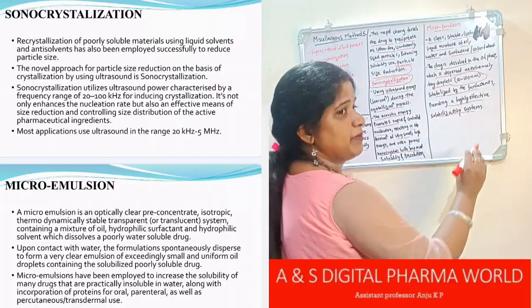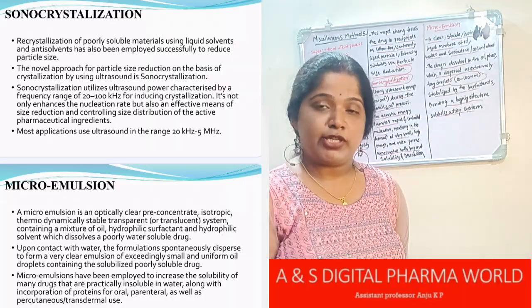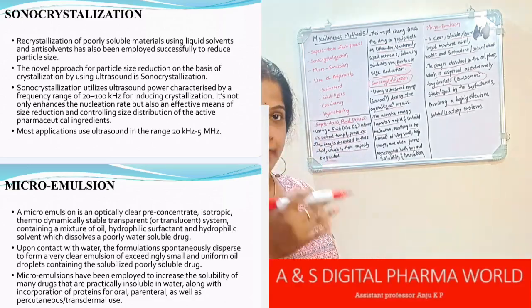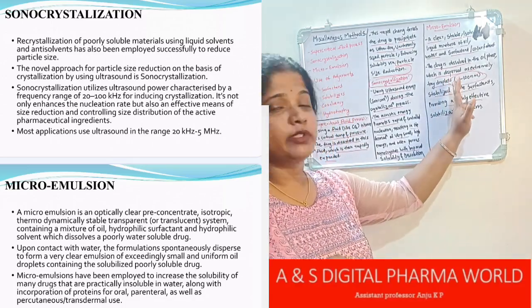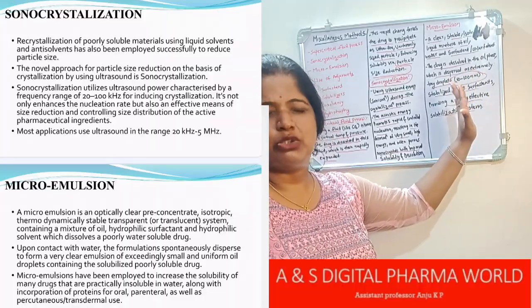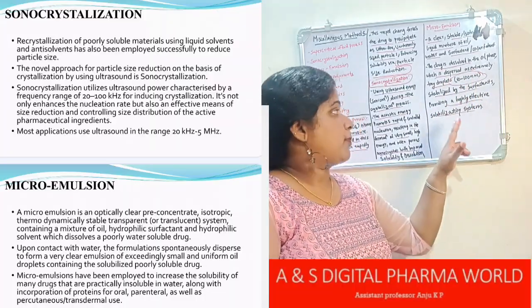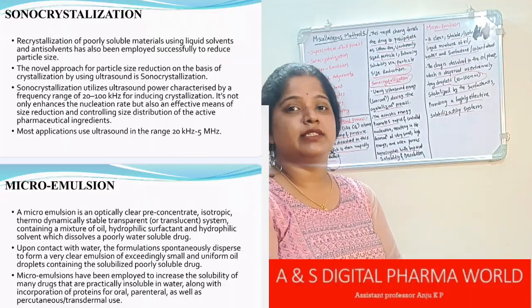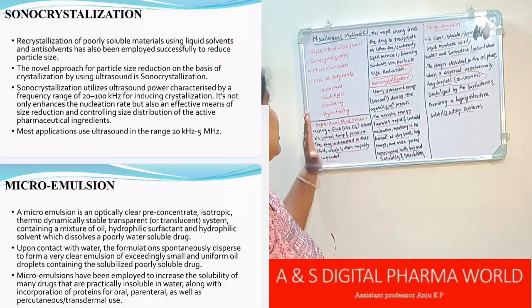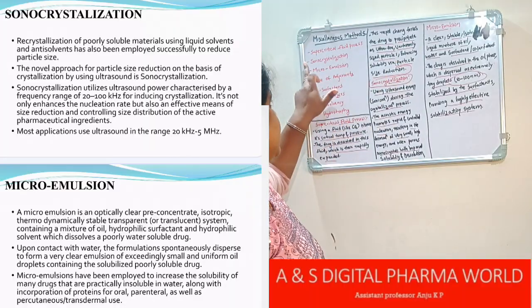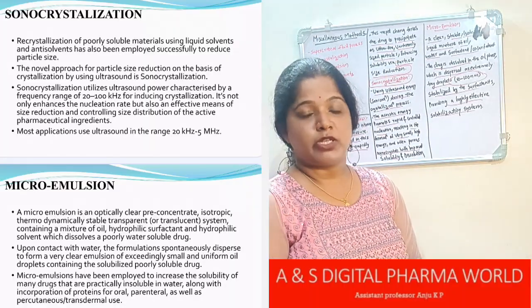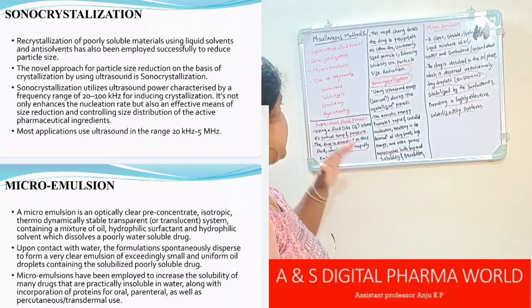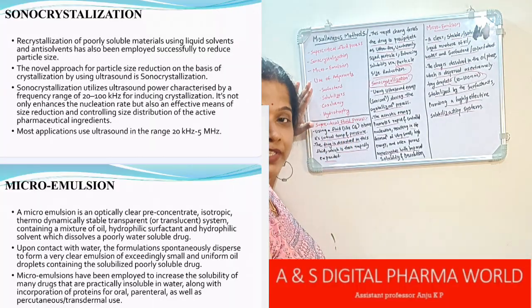We know emulsions are thermodynamically unstable, but in the case of microemulsions we are reducing the particle size to 10 to 100 nanometer, which will provide a highly effective solubilization system and make the system stable. So in these three, supercritical fluid process, sonocrystallization and microemulsion, we see particle size reduction for the enhancement of solubility. Next we will see the use of adjuvants.